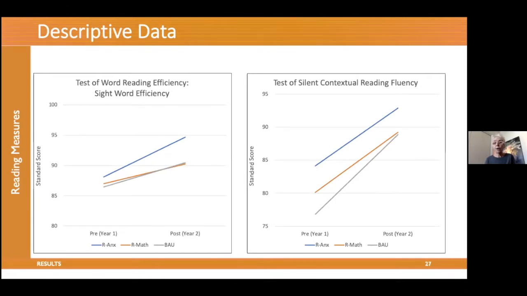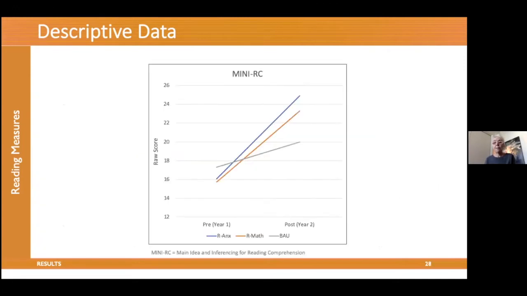And here again are the line graphs. Again, the colors remain the same. And this is for the test of silent contextual reading and the test of word reading efficiency, the sight word reading measure. And then here is for a measure that we designed to focus on reading comprehension. The Gates MacGinitie has been a challenging comprehension measure for all investigators that are using it in these large scale studies. And this was designed to be sort of a mid-still measure of reading comprehension.